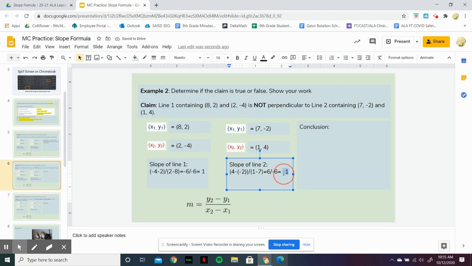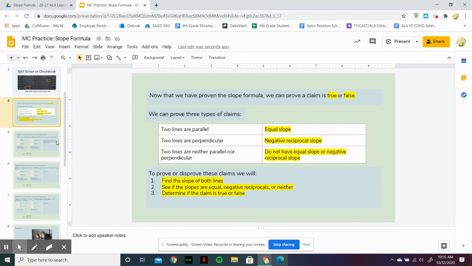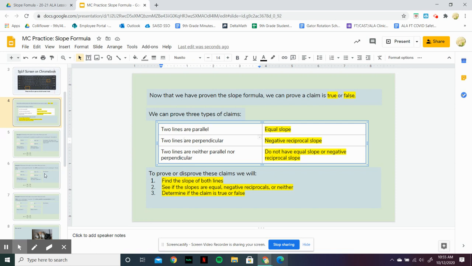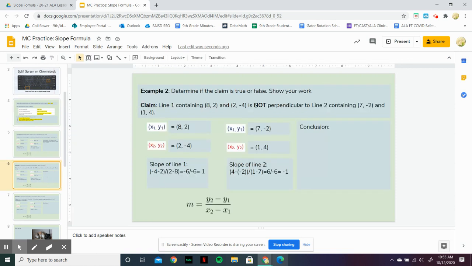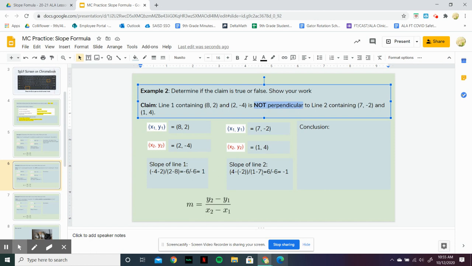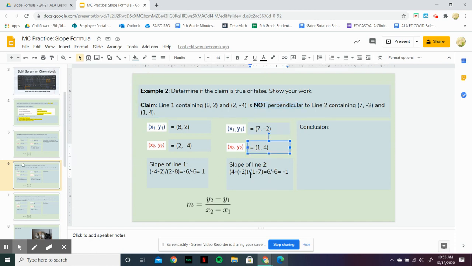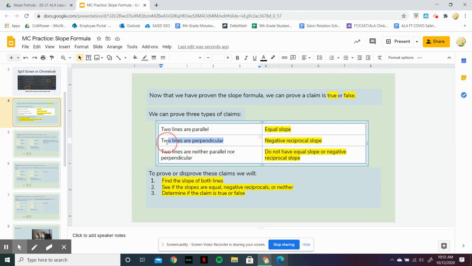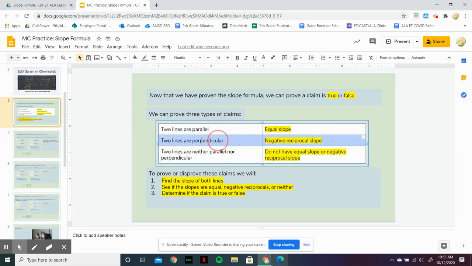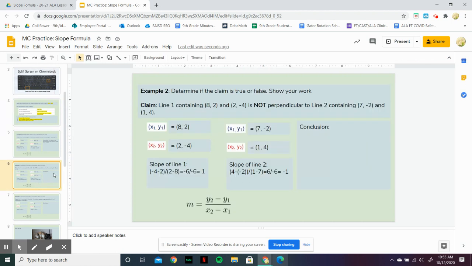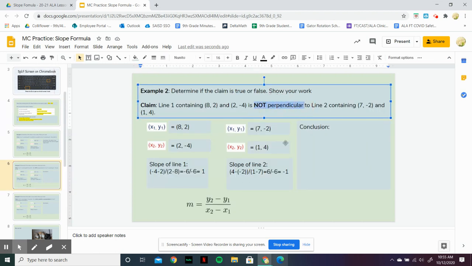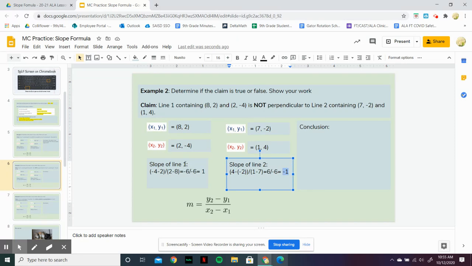So I know that these two lines have negative reciprocal slopes. And if we look back at slide 4, negative reciprocal slopes means that the lines are perpendicular, not parallel. My claim says that they're not perpendicular, but I just found that they have negative reciprocal slopes, because 1 is the negative reciprocal of -1.